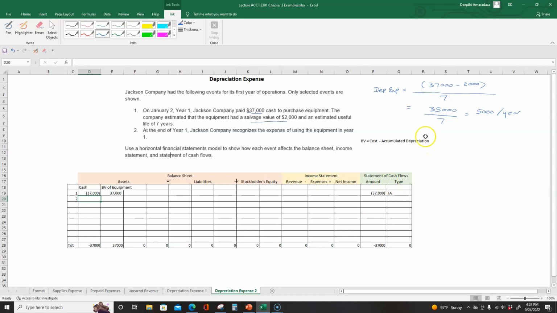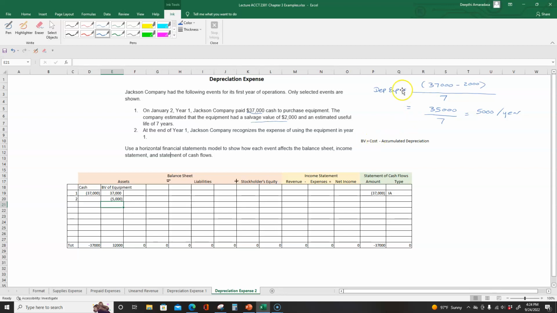Accumulated depreciation has the effect of decreasing book value, so we're going to show that for this item here: the book value decreased by $5,000. Again, accumulated depreciation increases by $5,000. Accumulated depreciation has the effect of decreasing book value, therefore book value of the equipment decreased by $5,000. That takes care of the book value.